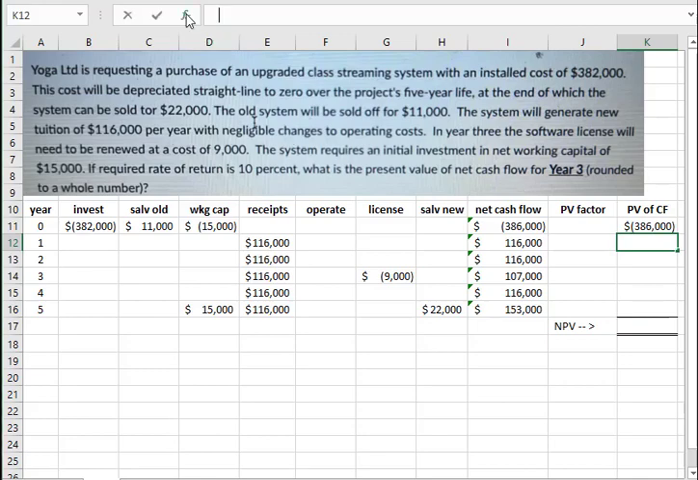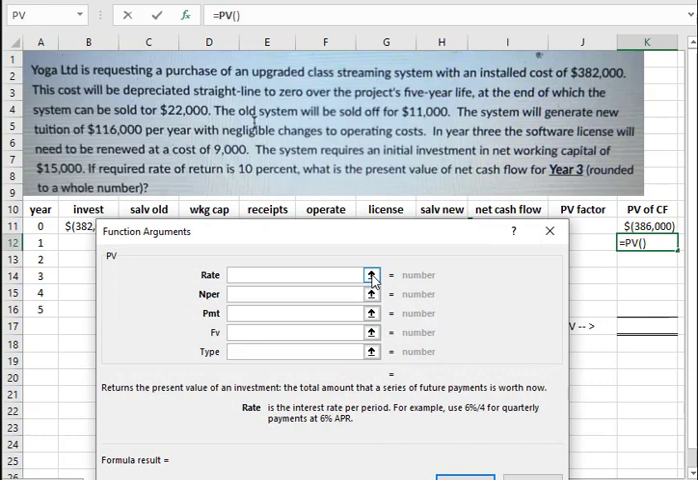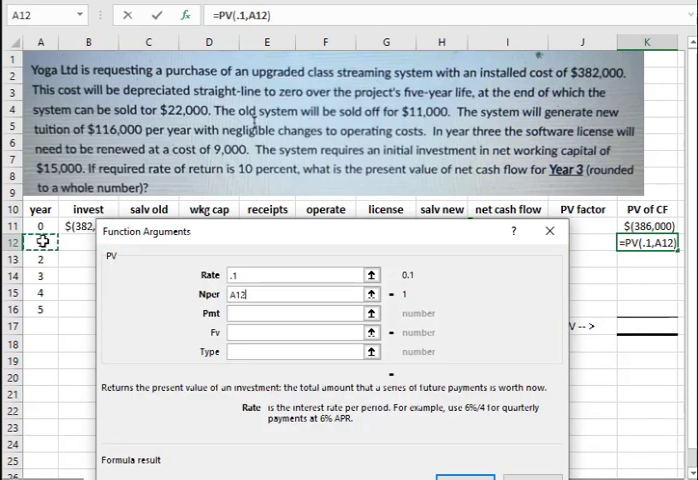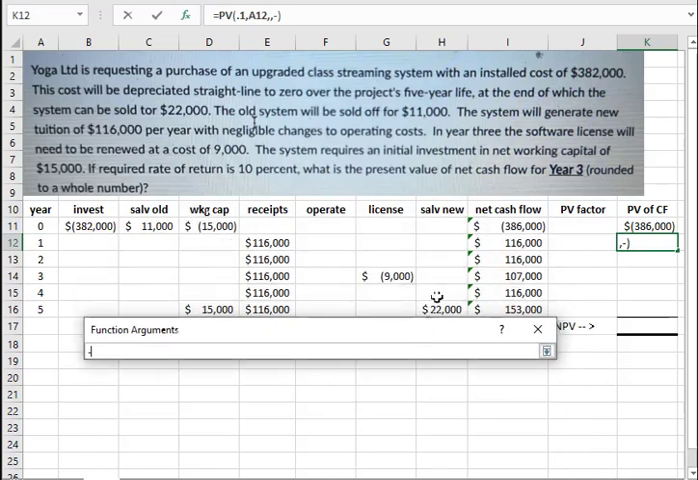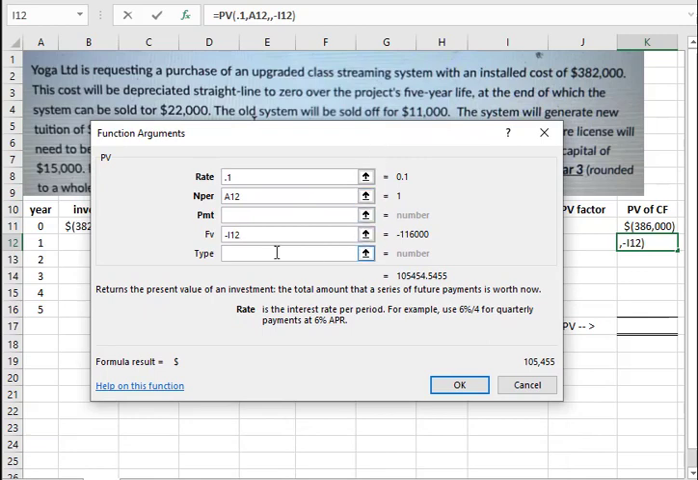And so we can use Excel for that. And the rate they told us to use was 10%. And for the number of periods, you can put in the year. I'm going to go ahead and point to it so I can copy it down. And then the future value is a minus. That's how we tell Excel that it's in the future. And then we want it at the end of the period, so we'll leave that blank. There is no payment. We're just doing the cash flow one year at a time.